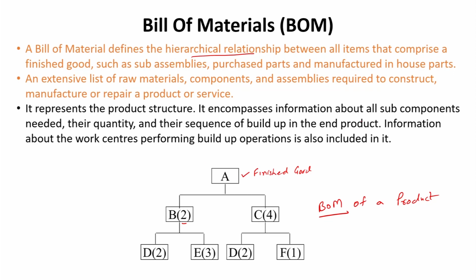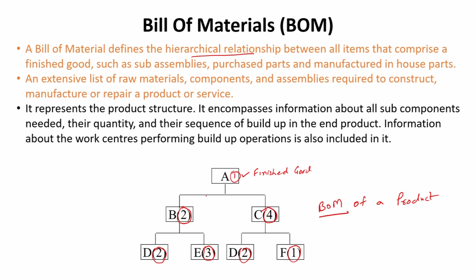It encompasses information about all sub-components needed, and their quantities are mentioned here. 2 units of B are required, 4 units of C are required. For 1 unit of B, 2 units of D are required, 3 units of E are required, and so on. So, this represents the quantities also: to produce 1 unit of A, how much material is required of different types and components. It also gives the sequence of build up. D component is required to build up B, B component is required to build up A.